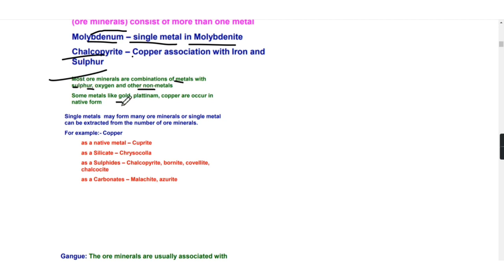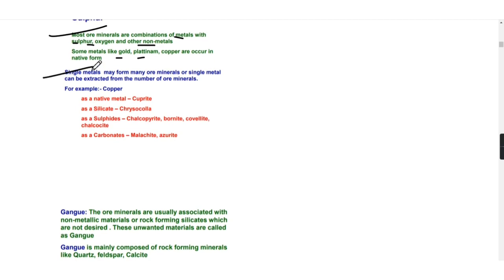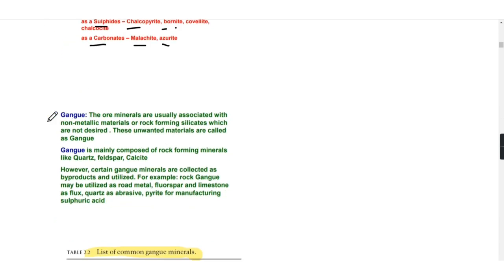And some metals like gold, platinum, copper occur in the native form. Okay, they don't occur in combinations. So a single metal may form many ore minerals, or a single metal can be extracted from a number of ore minerals. For example, copper can occur in the native form, or as cuprite. It can occur as silicate, which is chrysocolla. It can occur as sulfides, which are chalcopyrite, bornite, covellite, chalcocite, or it can occur as carbonates, which are malachite and azurite.